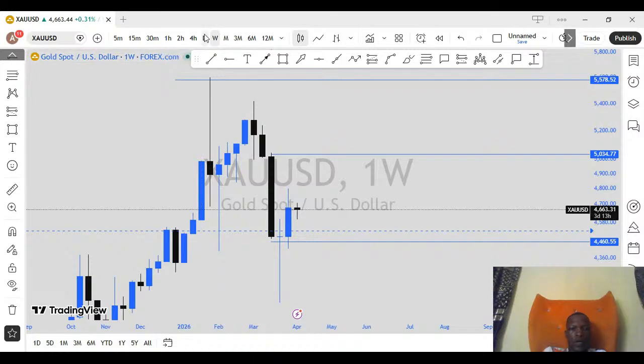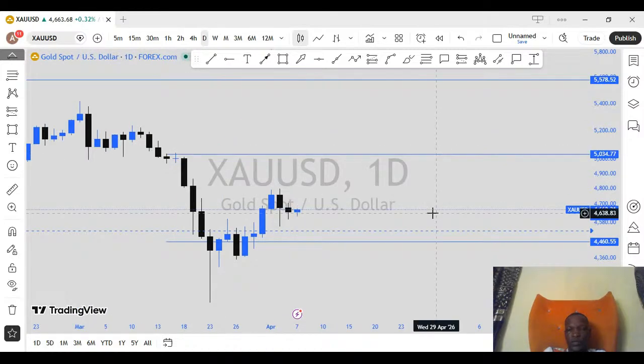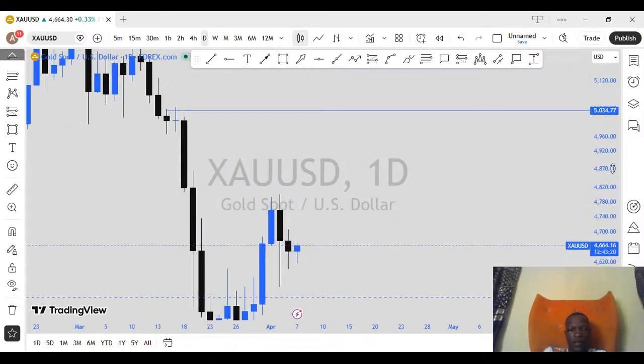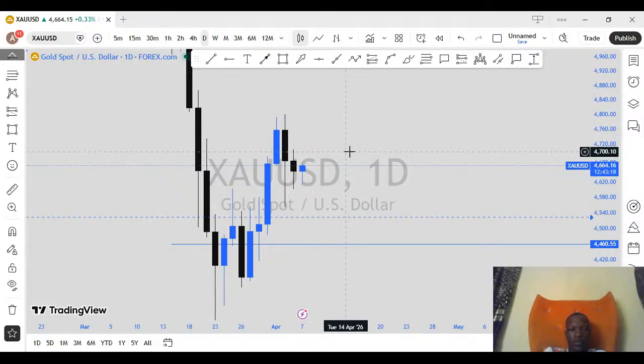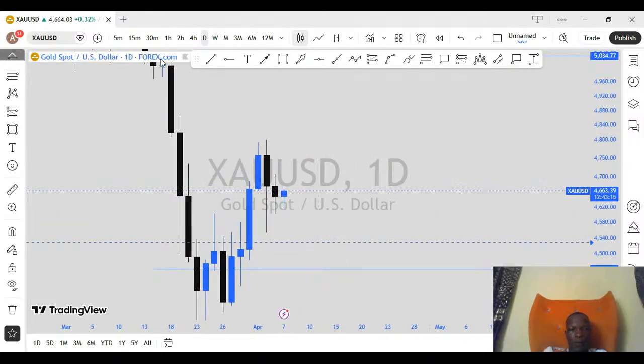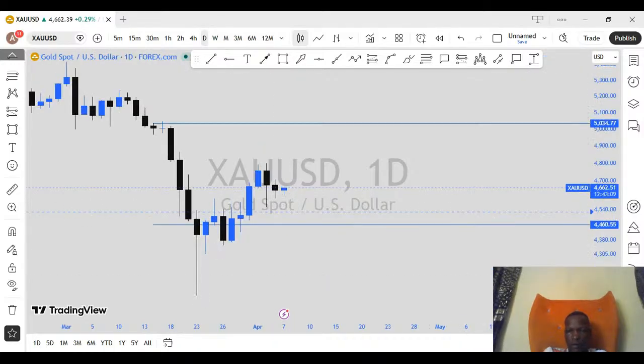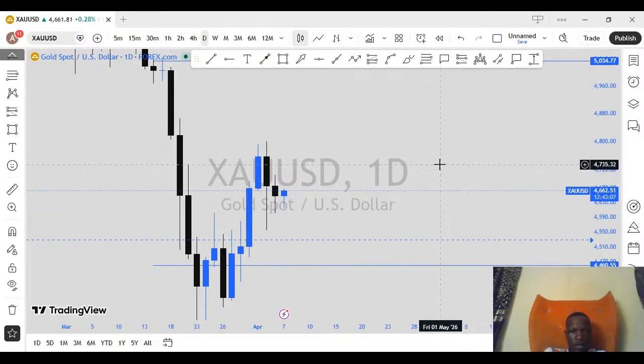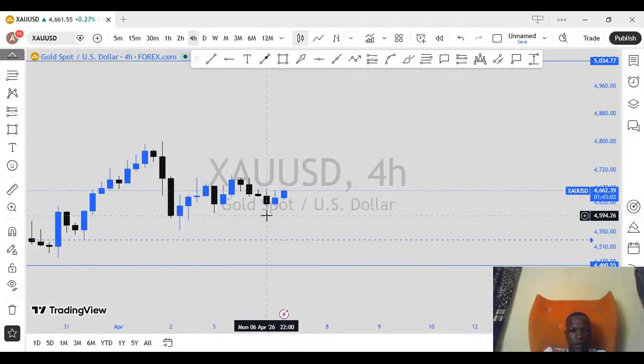Let's see where we can join this trade as a day trader, because gold cannot swing like others. So as day traders on the daily time frame, nothing too much. We don't have much to say on the daily time frame. Let's see the 4 hours.